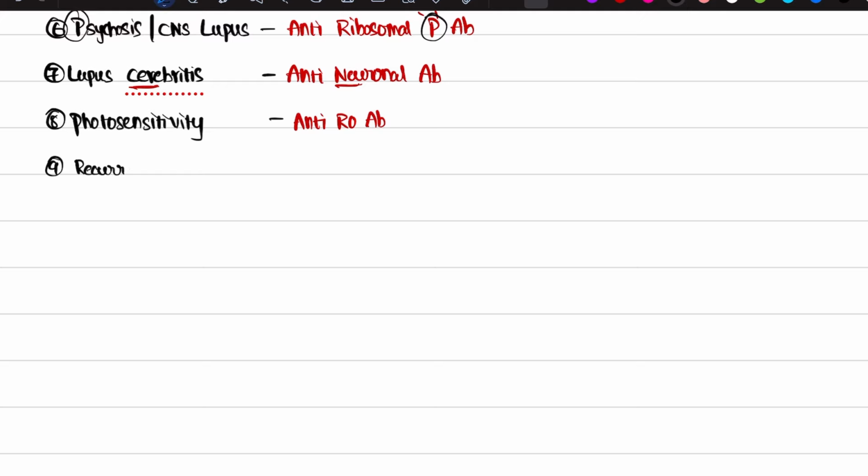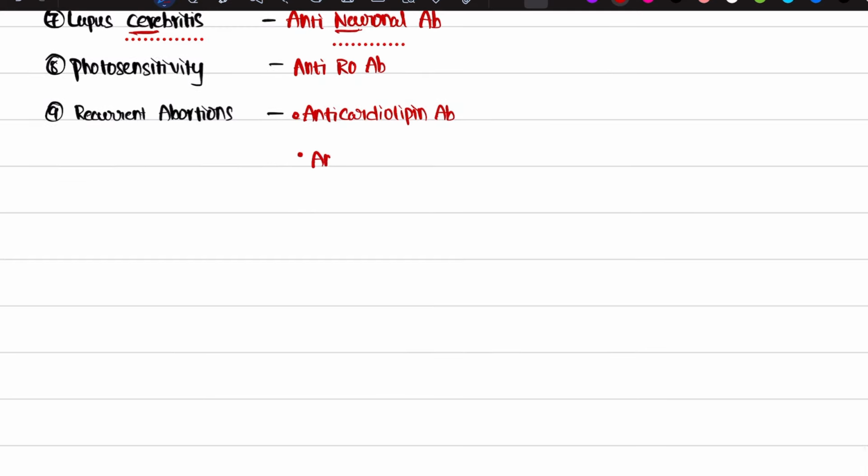So recurrent abortions are caused by three antibodies: anti-cardiolipin antibodies, anti-beta 2 microglobulin antibody, and the third one, anti-phospholipid antibody. So these three are the antibodies causing recurrent abortions.